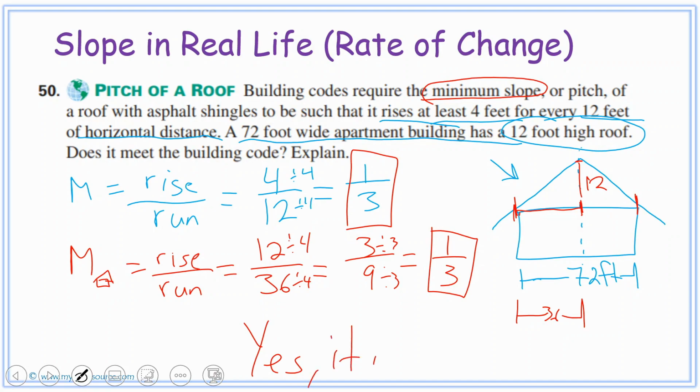Yes, it meets code. And you would normally write that a little bit longer. Yes, it does meet the building code because the slopes are the same, and because the slopes are the same, it meets the minimum expectation.